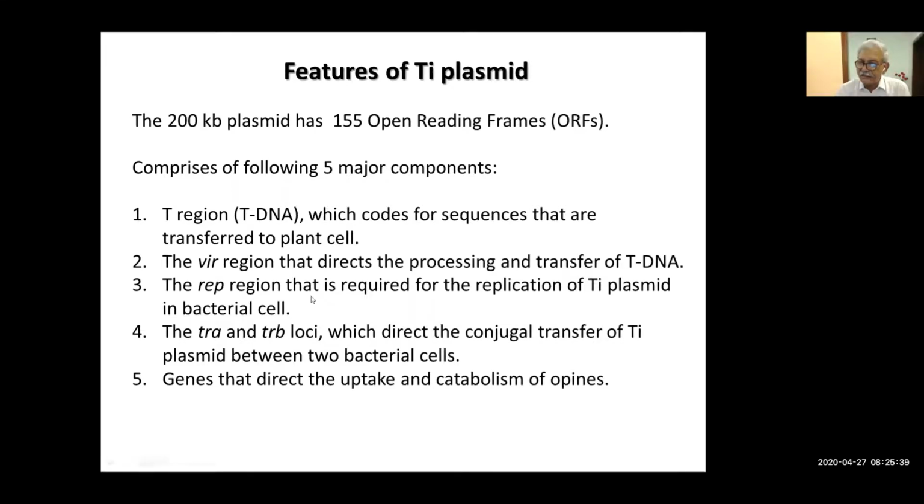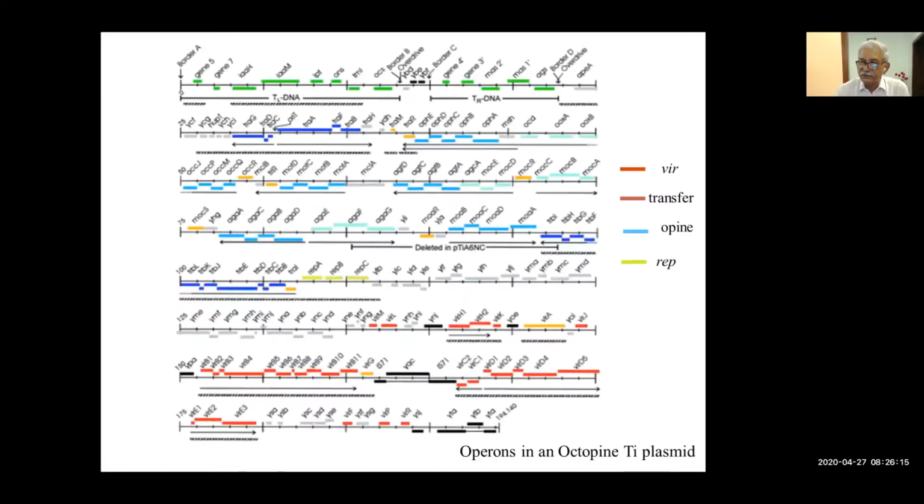And then the replication region, that is origin of replication required for the initiation of replication of the bacterial Ti plasmid. The TRA and TRB loci, which we already mentioned, are involved in conjugal transfer of Ti plasmid from one bacterial strain to another bacterial strain of Agrobacterium. And then the genes that are capable of uptake and catabolism of opines. These are the characteristic features of the Ti plasmid.